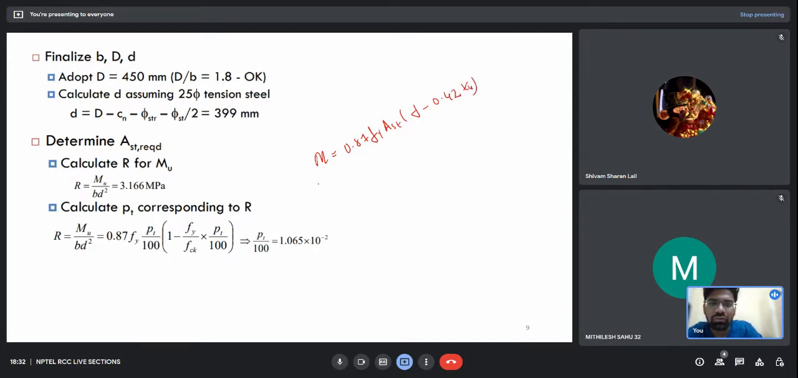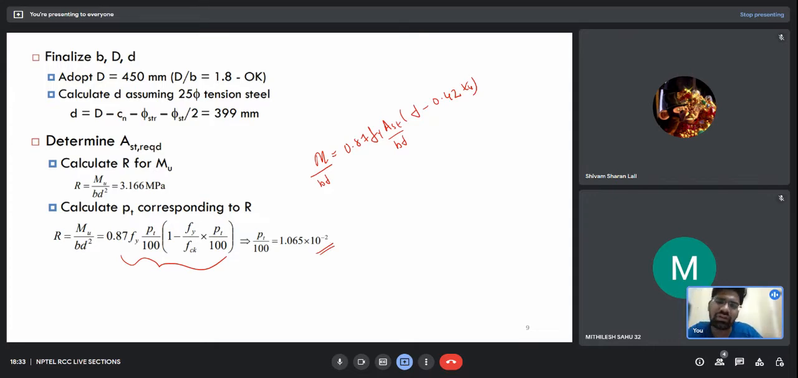Now, to convert this area into percentage, just divide this by bd. Here also you will have to divide this by bd. When you rearrange and recalculate it, you will get this formula. So you have fy, you have fck, you have the moment. So now you can easily calculate the percentage of steel which is required.